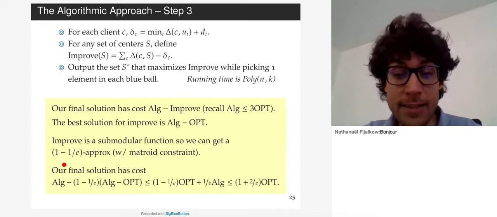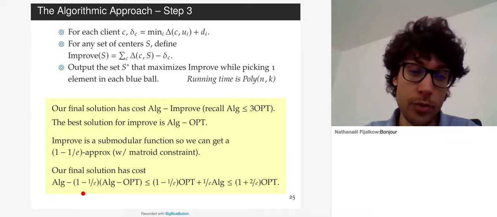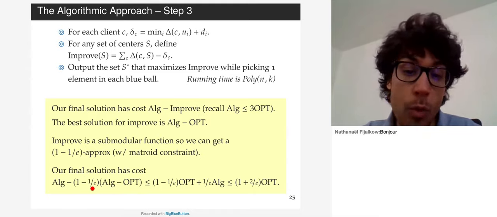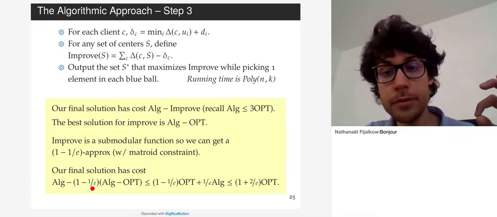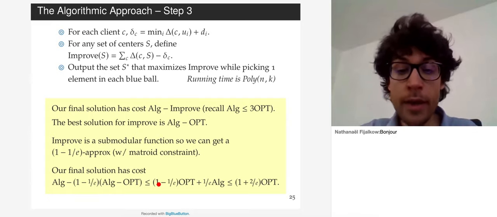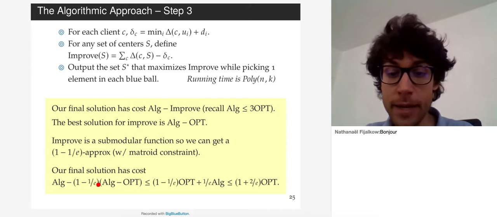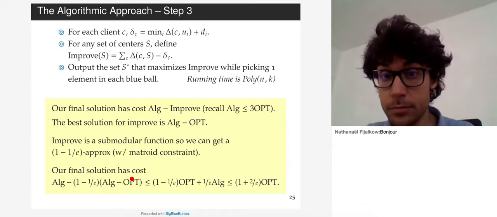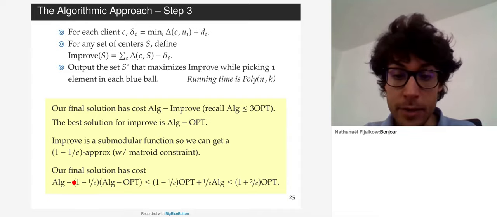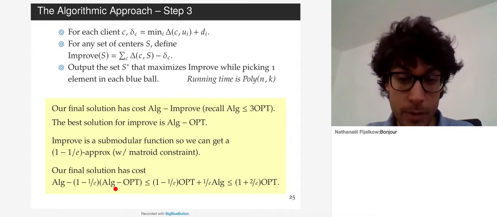So what's the final solution cost? We started with ALG, and then we make some good improvement here, right? The best improvement would be ALG minus opt, but we get 1 minus 1 over e of this optimal improvement. The improvement we get is slightly smaller than what we should have had, which would have been opt. If I had gotten the best improvement, I would have gotten ALG minus opt, so opt. But now I'm getting 1 minus 1 over e times this. So what I'm getting is ALG minus 1 minus 1 over e times ALG minus opt, which is 1 minus 1 over e opt.